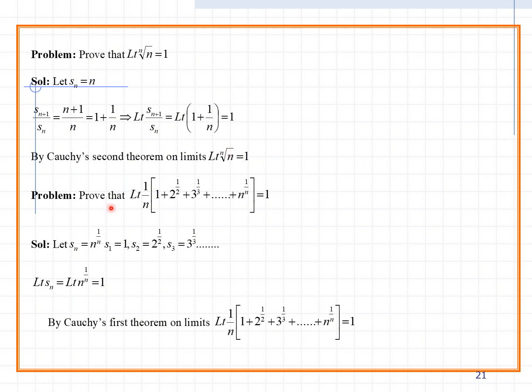So again the second problem. Prove that limit 1 by n into (1 plus 2 power of 1 by 2 plus 3 power of 1 by 3 plus so on, n power of 1 by n) equals 1. Here the nth term is Sn. Here you put n equal to 1, you get 1. n equal to 2, 2 power of 1 by 2. n equal to 3, 3 power of 1 by 3. So once you substitute the limit value, limit n power 1 by n equals 1. Therefore, by Cauchy's first theorem on limits, this total limit value is 1. So this is Cauchy's first theorem on limits.